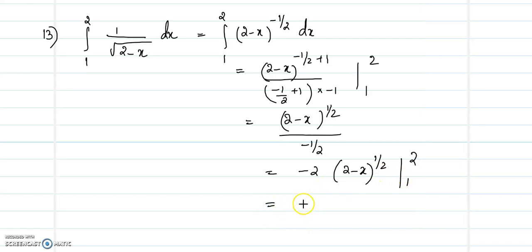So at 2 we will be getting minus 2 into 0, minus, at 1 we will be getting minus 2. 2 minus 1 is 1. So 1 raised to 1 by 2 is 1. So the value will be equal to 2. So that will be the value of the integral.